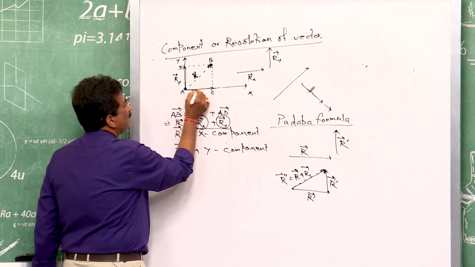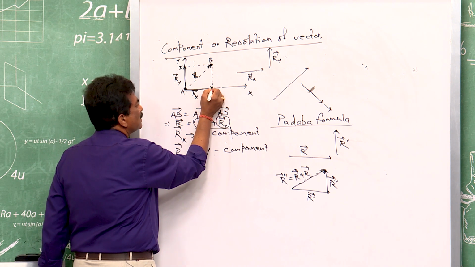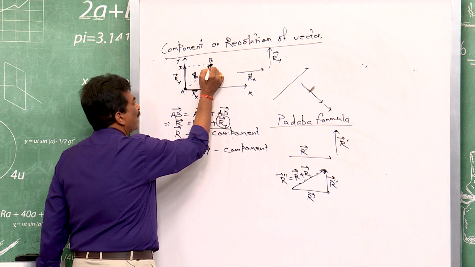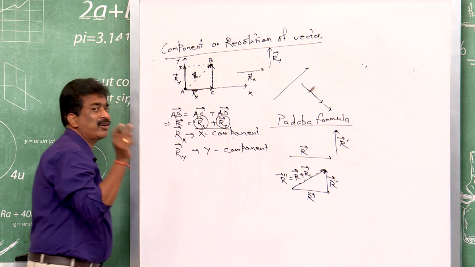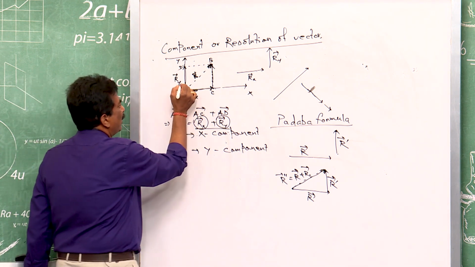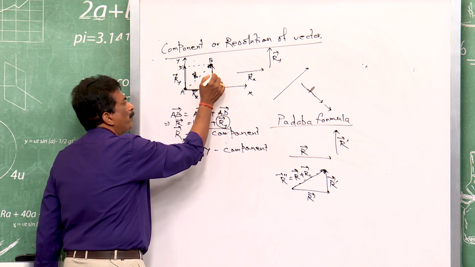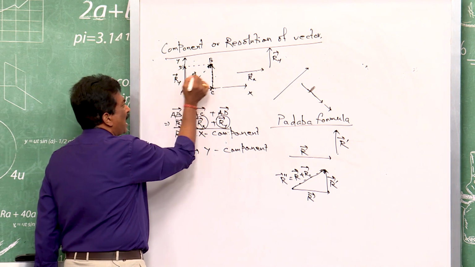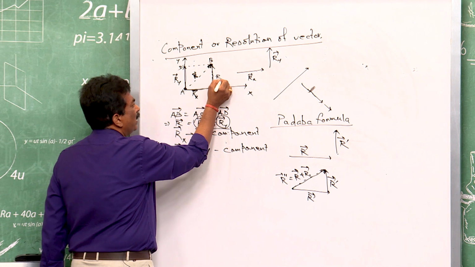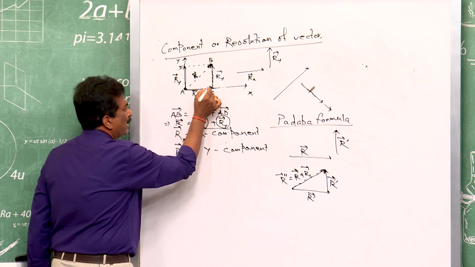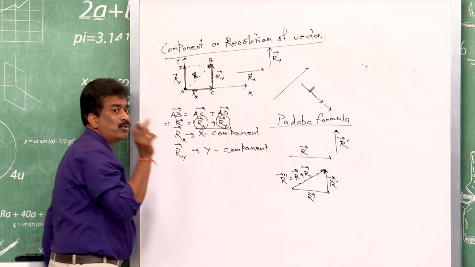Means if this is the first vector, over the head we place the second vector. So this vector and this vector are to be equal. Therefore, this plus this is nothing but this plus this. So if this is the Ry, it is equal to this one. This is also the Ry vector. So this vector plus this vector will be which one?